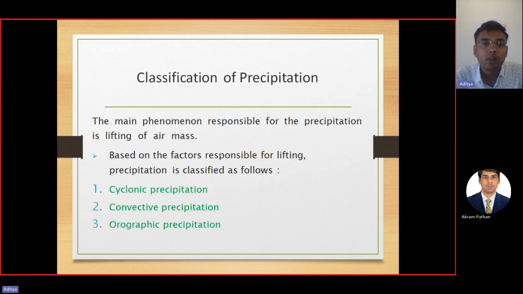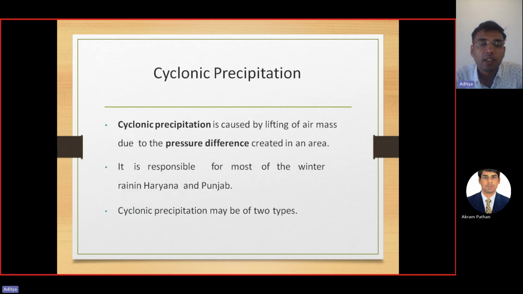Then further, based on the factor responsible for lifting of precipitation, the process is classified as cyclonic precipitation, convective precipitation, and orographic precipitation. So cyclonic precipitation is caused by lifting of air mass due to pressure difference created in the area, and it is responsible for most of the winter rain in Haryana and Punjab.